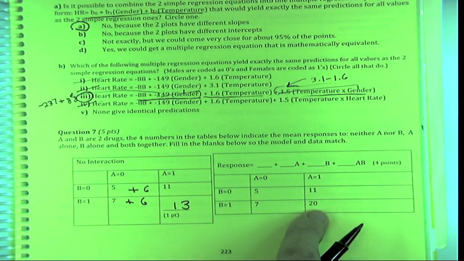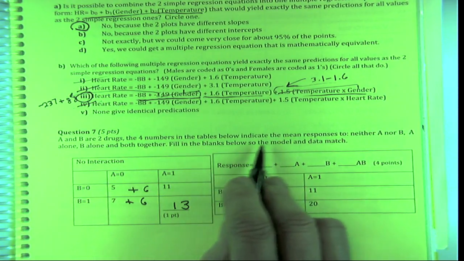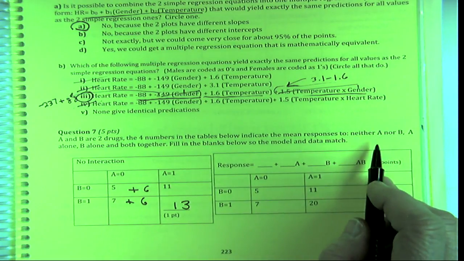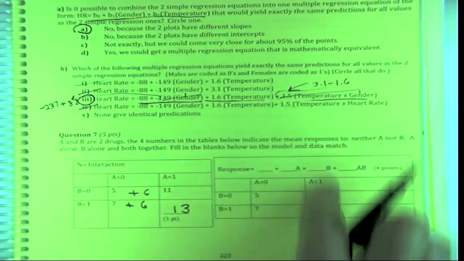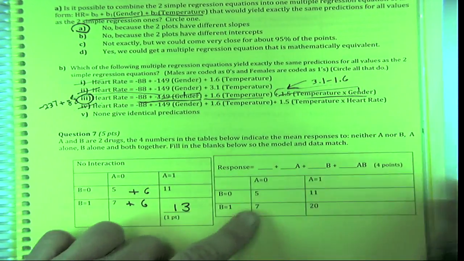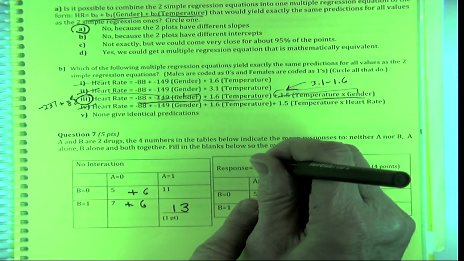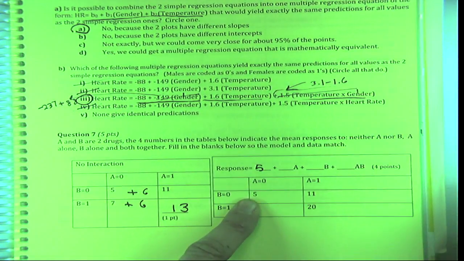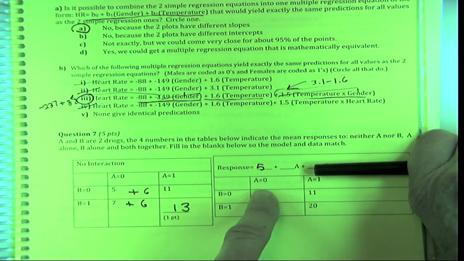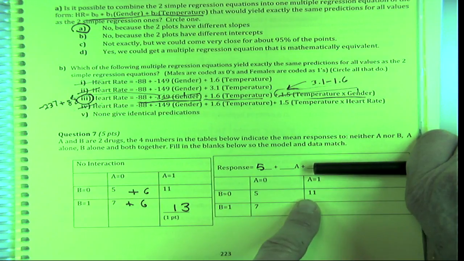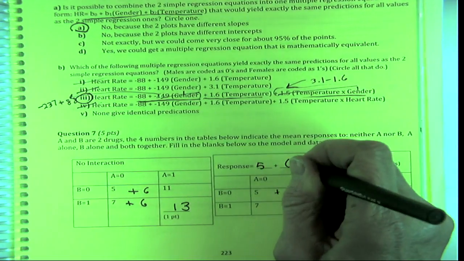Now, how about this? A and B are 2 drugs. The 4 numbers in the table indicate the mean response to neither A nor B, A alone, B alone, and together. Fill in the blanks so this data matches the model. When A and B are both 0, you get 5 here. Now when B is 0, what do you have to add when A changes to 1 and B is still 0? 6. That's plus 6. So that will go there.